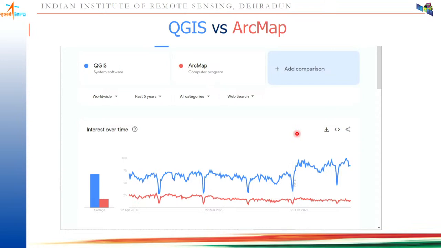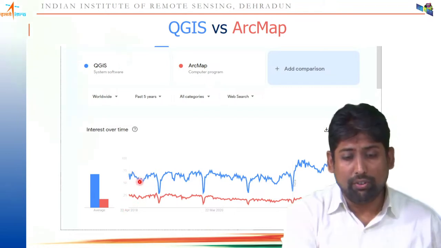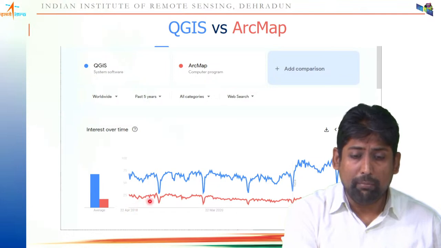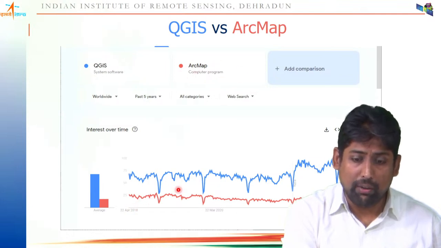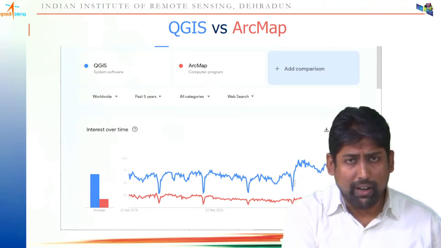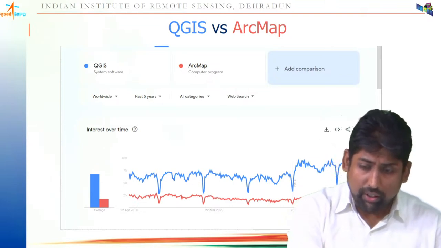So you see, worldwide in the past 5 years, out of let's say 100 searches, 75% of the people are searching for QGIS, which is shown in the blue graph here, and only about 25% are searching for the software ArcMap, which is a very popular proprietary equivalent of the same.